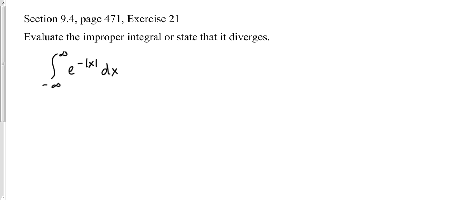Let's do section 9.4, page 471, exercise 21, which reads, evaluate the improper integral or state that it diverges. And for exercise 21, our integral goes from negative infinity to positive infinity of e to the negative absolute value of x dx.